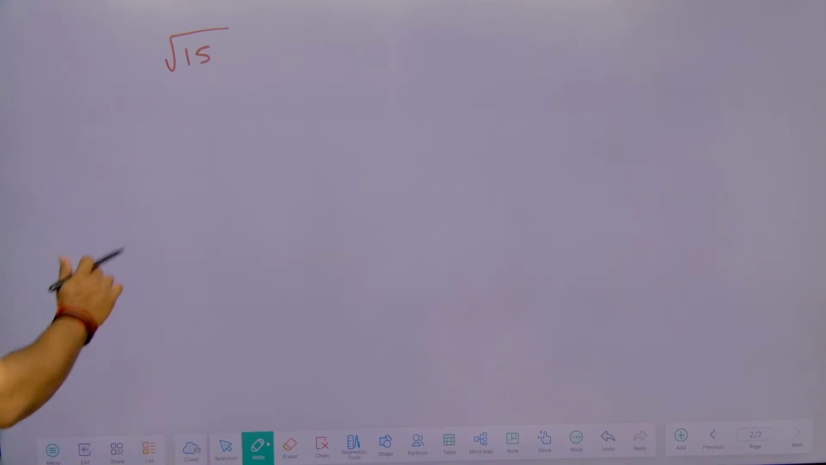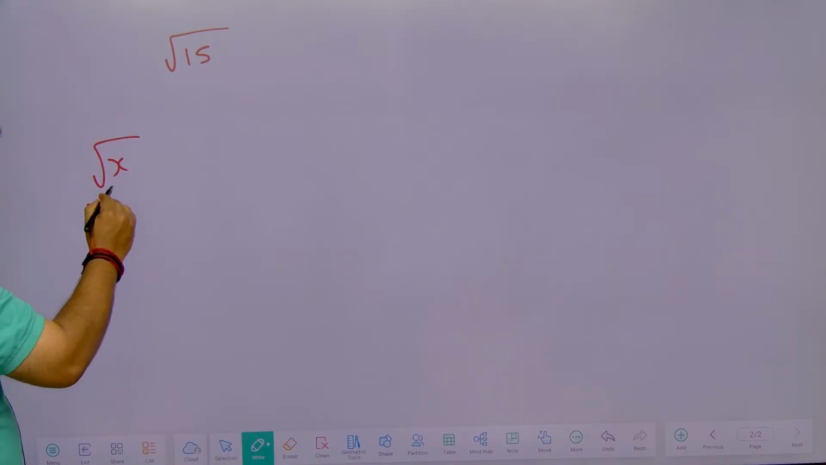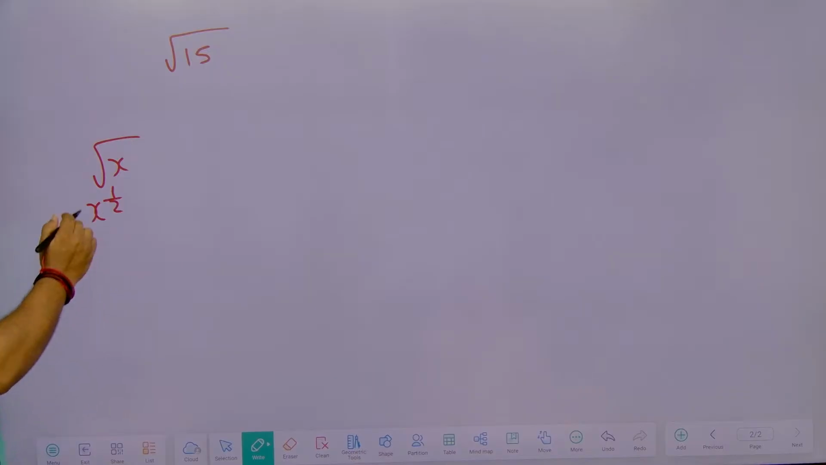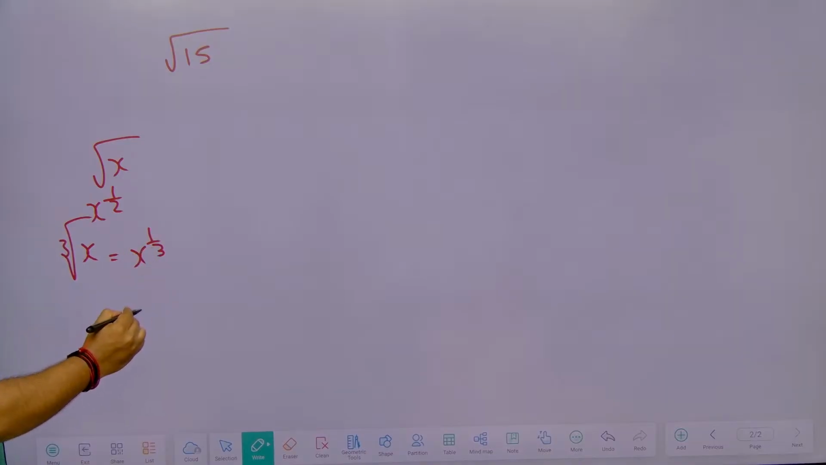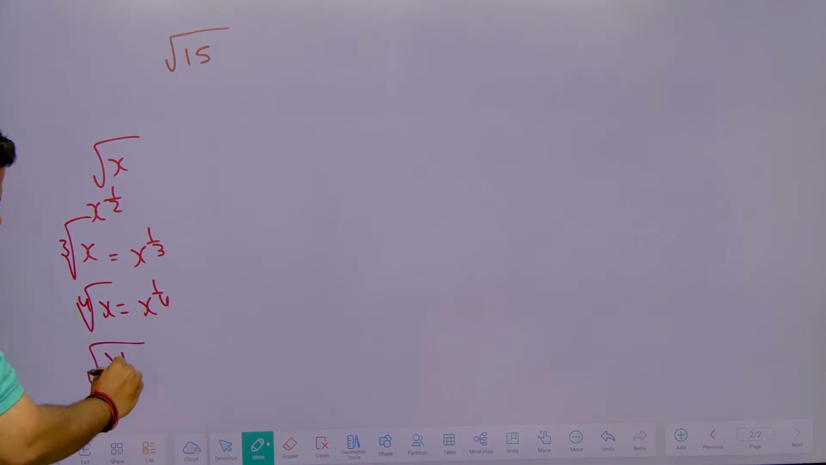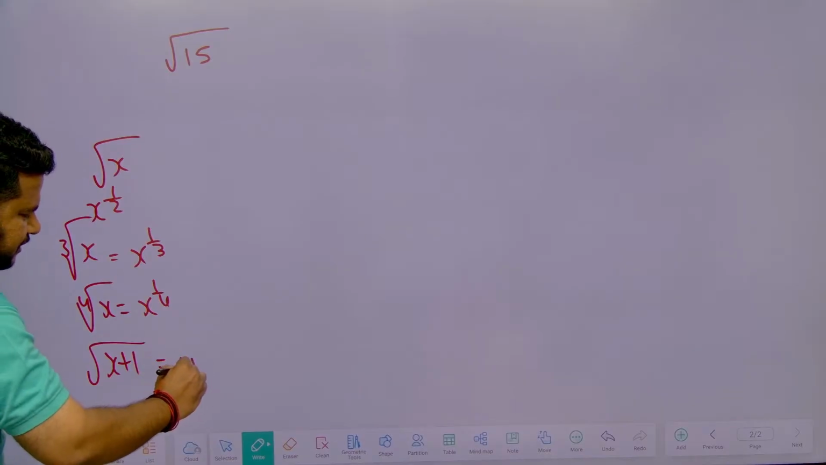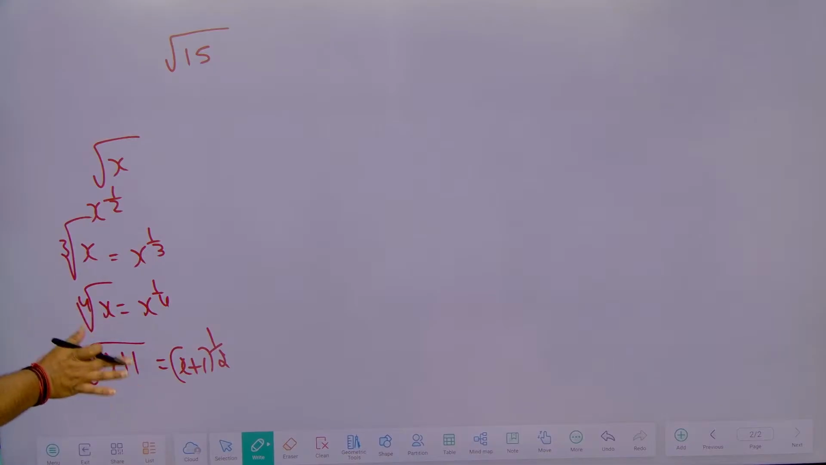First, before this, understand one thing. Suppose we are given square root of x. This can be written as x to the power of 1 by 2. If you are having cube root of x, this can be written as x to the power of 1 by 3. Fourth root of x, you can write it as x to the power of 1 by 4. If it is written square root of x plus 1, you can write it as x plus 1 to the power of 1 by 2. Understood? This is the basic thing you must know first.